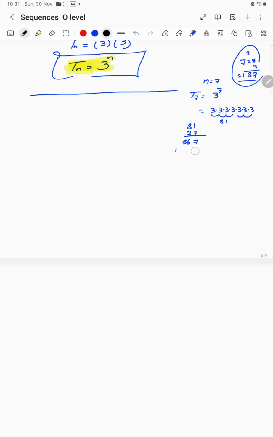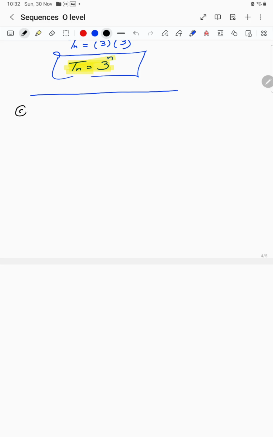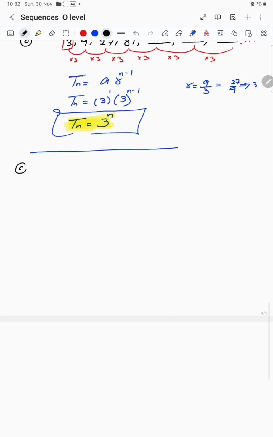Yeah, I'm going to erase this. Yeah, this is the rough work we did. Okay, we have done C part. C part, yeah, you can think of 0.5, 2, 3.5, 5, 6.5, this and this. We have to give this term and then the pattern.